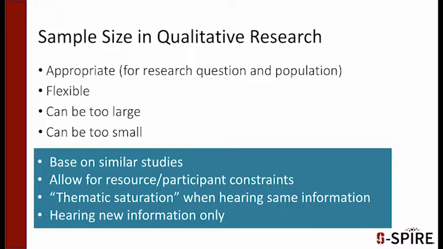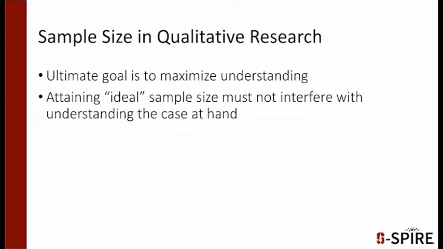So some things that you can do is base your sample size on similar studies, similar populations, similar research questions, and also the journals that you're aiming to publish your work. So allow for resource and participant constraints. Think about thematic saturation. As you're collecting data, you'll often want to collect data until you reach saturation. That could be a larger sample size than what you expected, or it could be smaller. And then additionally, you may want to consider collecting data until you no longer hear new information. And that's really the point at which you reach saturation. The ultimate goal is to maximize your understanding of the population and the phenomena you're studying. To attain an ideal sample size, it really must not interfere with understanding the overall case at hand.